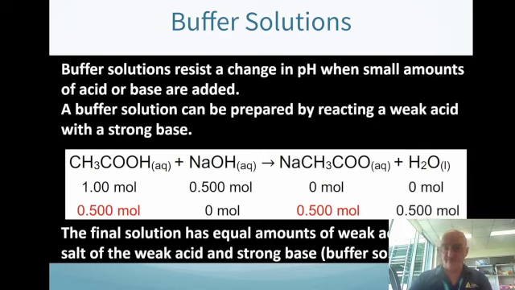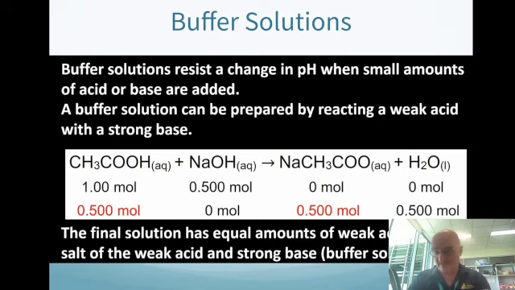We know at the beginning that we have 1 mole of ethanoic acid and half a mole of sodium hydroxide. At the beginning, in the ICE table, we can't have any of the sodium ethanoate or any of the water, so they're 0. If we find there's 0.5 moles of ethanoic acid left, then we must have used all of the sodium hydroxide. Conversely, if we only had 0.5 moles of sodium hydroxide, we can only use 0.5 moles of the ethanoic acid.